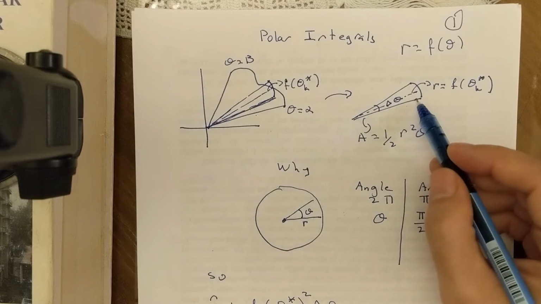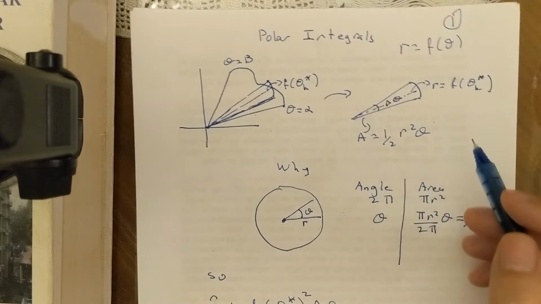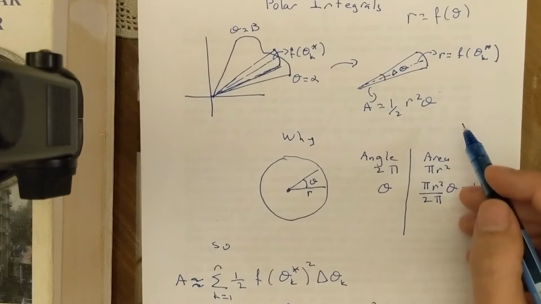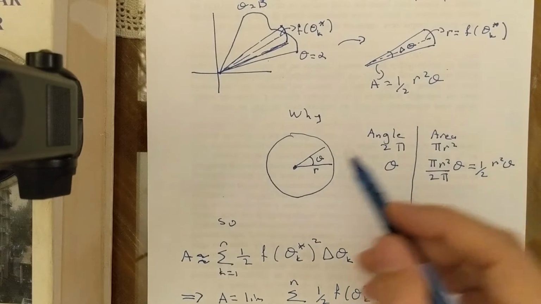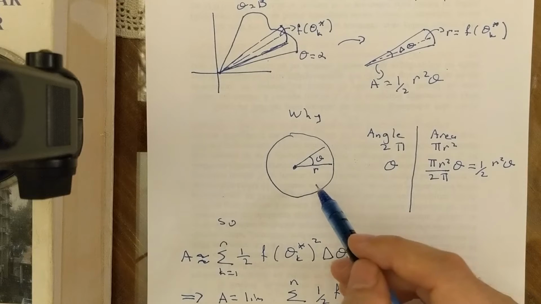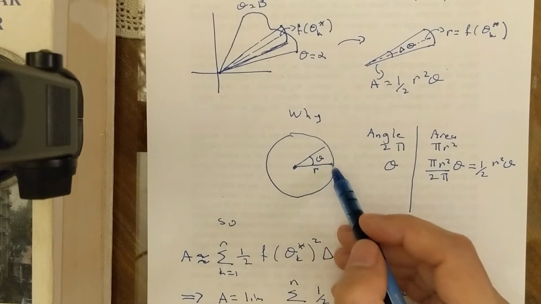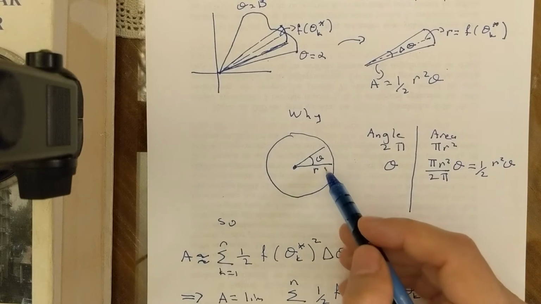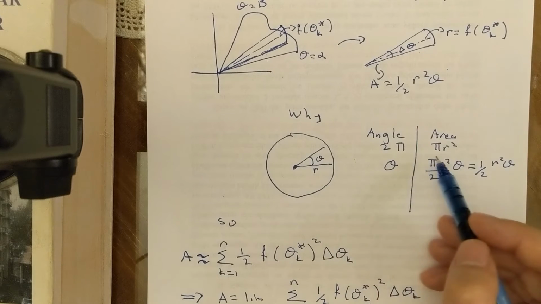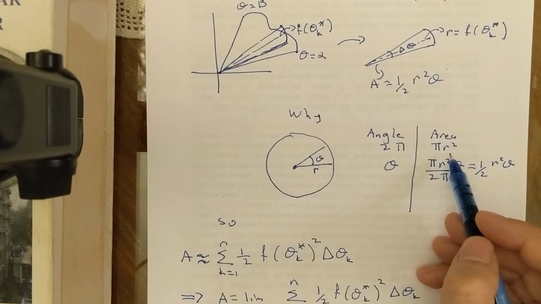So what would be the area of this pie slice? I think the area would be 1/2 r squared theta. And the reason is, let's quickly go over why that is. If we wanted to get the area of a full circle with radius r, you start from here, go around 2 pi radians, you get the full circle. And for 2 pi radians, you would get pi r squared area.